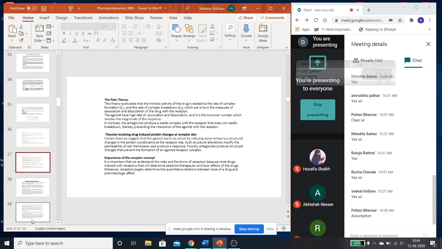Now, why are we studying this receptor concept, or what is its importance? We understand the roles and function of the receptor because most drugs interact with the receptor. The drugs which bind to a receptor can be of both types: they can be agonist or they can be antagonist. A very important thing is that we cannot have an antagonist for a non-receptor mechanism. Simply because in non-receptor mechanisms, some alkaline agents or bases were taking care of acid. There is no receptor, and we are not antagonizing any receptor.